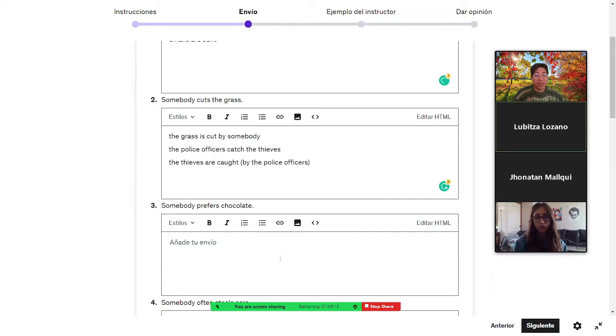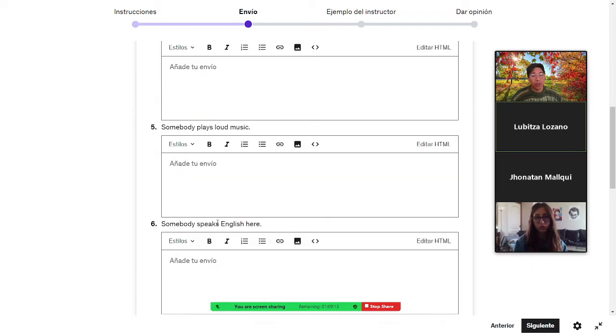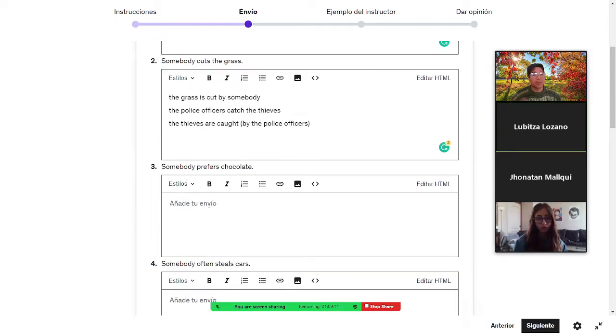Okay? In all these sentences, we have somebody, somebody, somebody. So it's not necessary to write it. So, somebody prefers chocolate, you say? Chocolate is preferred. Only that, because it's obvious. If you want, of course, you can say someone, just if you want, but it's not mandatory. Okay.